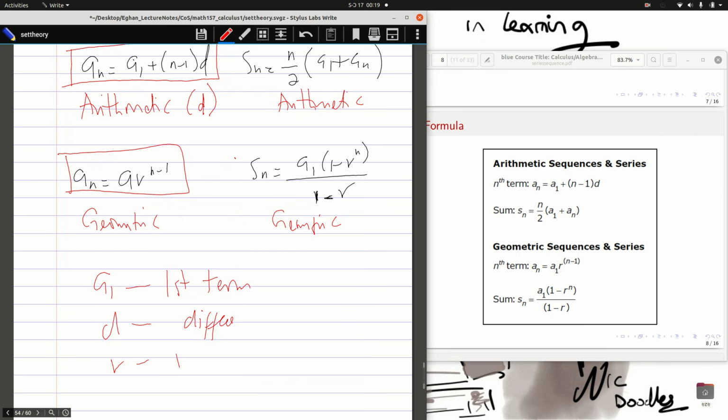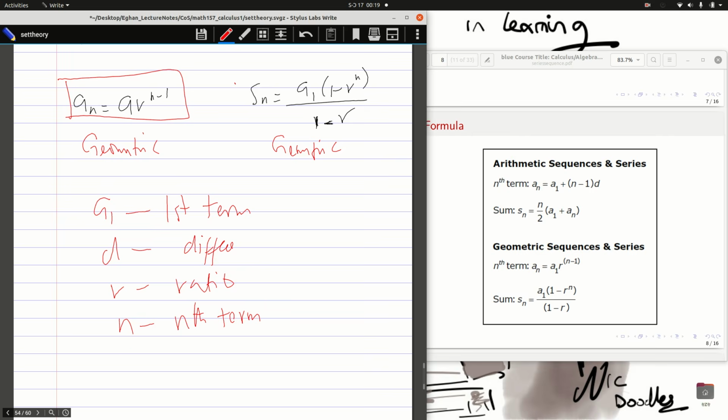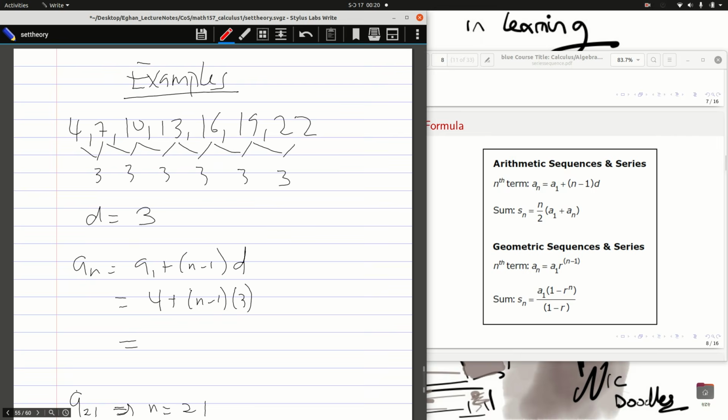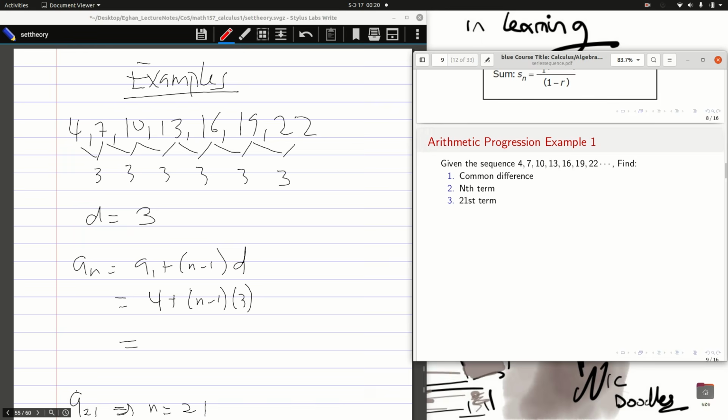R is the common ratio. What else? N is the nth term. Sn is the sum of terms. We are looking at the sum of terms. I think that is all for now. So quickly, let's take examples. I'll take 2 examples each on arithmetic and geometric, and let's see what we'll have afterwards.